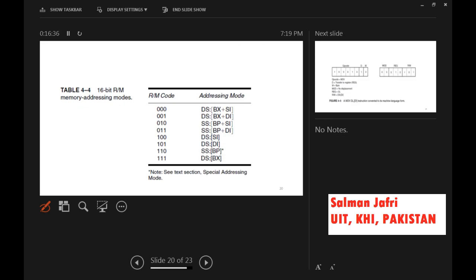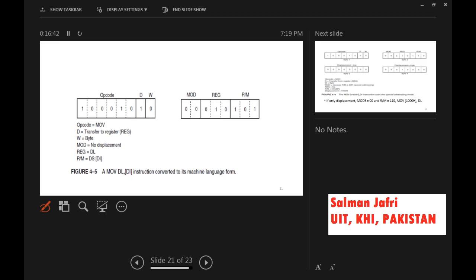Now there are the other addressing modes that we can use in this particular example. Let's look at an example now. We have the instruction move DL, in brackets DI.